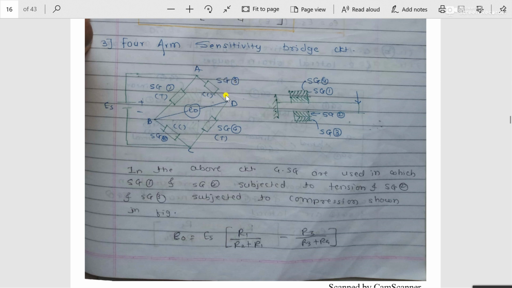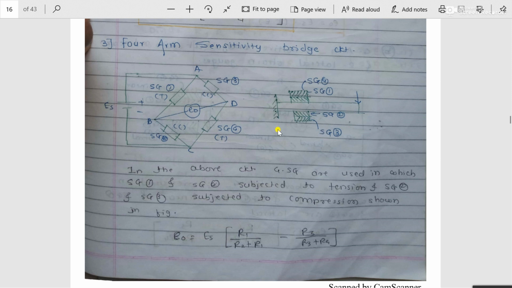And this condition, or this particular circuit, is also represented by this particular cantilever application. Strain gauge number 1 and strain gauge number 4 behave similarly, that means both are subjected to tension, therefore they are pasted at the top of the cantilever beam. Similarly, strain gauge 2 and strain gauge 3 behave similarly, both are subjected to compression, therefore they are pasted at the bottom side of the cantilever beam, which is shown by this particular figure.